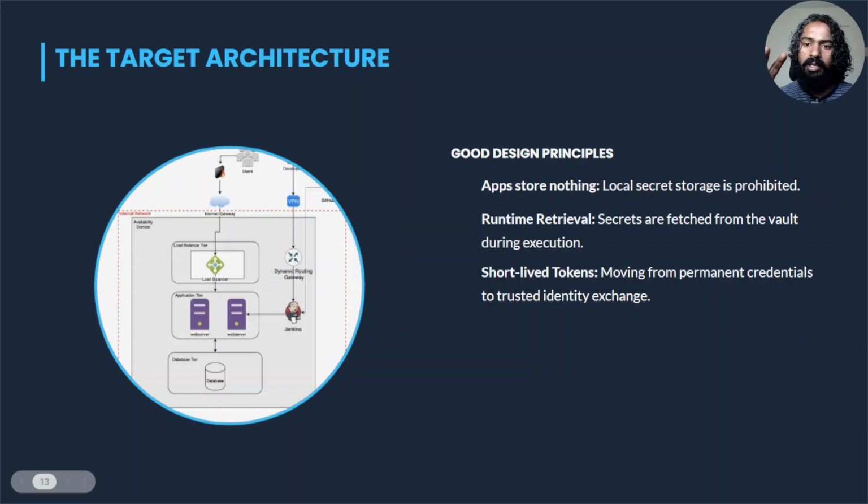In a strong architecture, applications never store secrets locally. Whenever I assess an architecture, if it says we are storing secrets locally, it means the architecture fails. There is a risk. Instead, they request credentials at runtime using identity based authentication. So short lived tokens replace permanent passwords. This shift is from stored credentials to trusted identity exchange. That's the shift we are talking about.